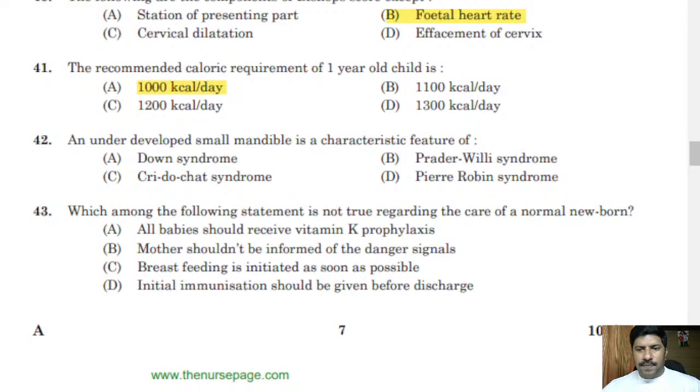Then 42nd question, an underdeveloped small mandible is a characteristic feature of. So correct answer is Pierre-Robin syndrome. Then 43rd question, which among the following statements is not true regarding the care of a normal newborn? Correct answer, mother shouldn't be informed about the danger signals. Actually, mother should be explained about the danger signals, then only the parents can take early precautions or early intervention to solve the issues. So in this question, it is mentioned mother should not be informed. So that is incorrect.